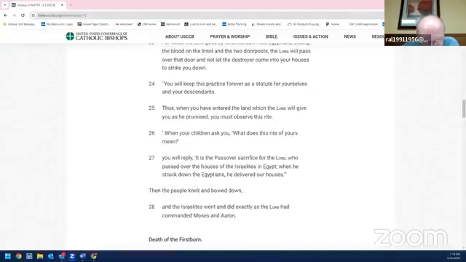And then they're told what to explain to their children about this rite. It says, when your children ask you, what does this rite of yours mean? You will reply, it is the Passover sacrifice for the Lord, who passed over the houses of the Israelites in Egypt when he struck down the Egyptians and he delivered our houses.